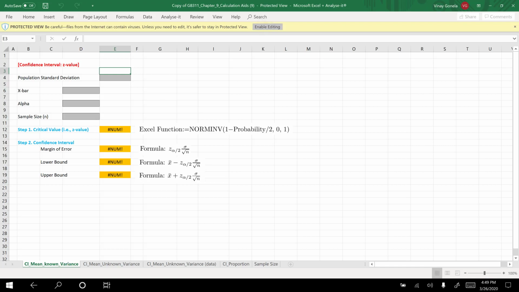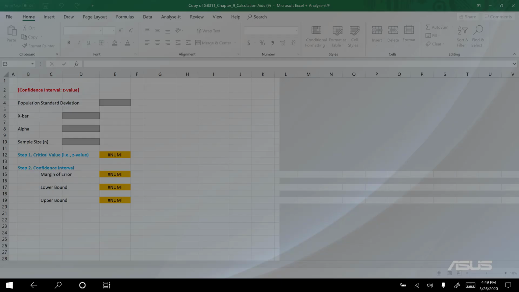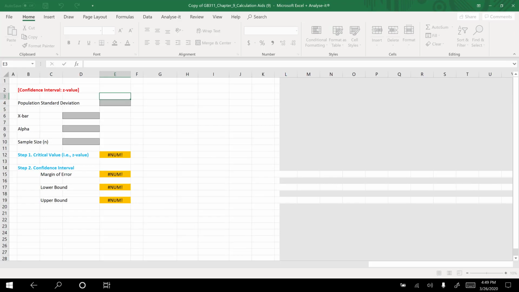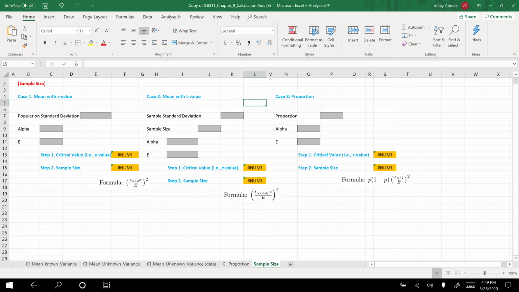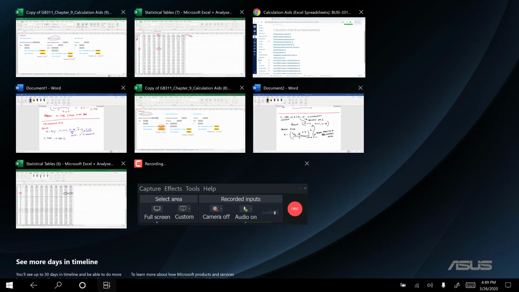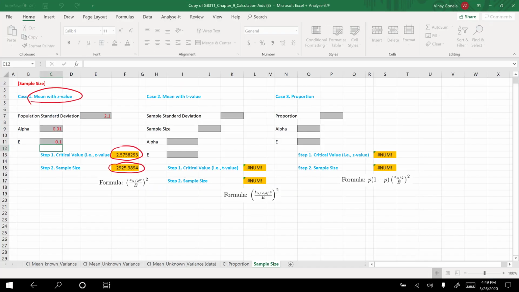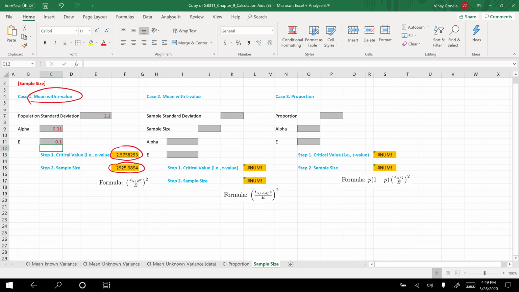I will do enable editing. And then currently I am in confidence interval mean known variance. I will go to sample size, and now I will be using case 2, which is mean with t value. So the first thing in that is a sample standard deviation. So sample standard deviation is what I need to determine.